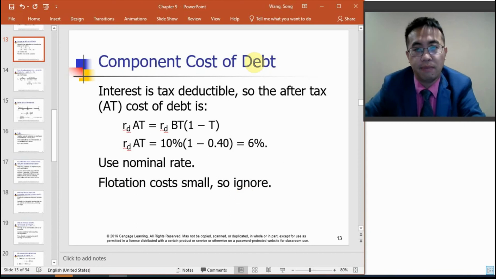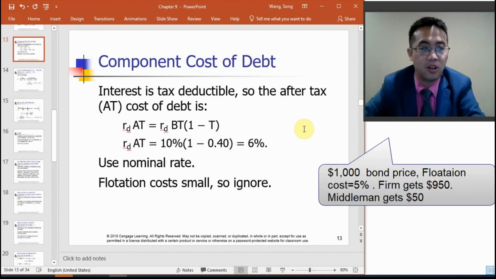For example, if the bond is sold for $1,000 and the flotation fee is 5%, when they sell $1,000 worth of bond, they don't get the full price of it. Instead, they're only getting 95% of it, or 1 minus the flotation cost. So they are only getting $950. And where does the $50 go? The 5% flotation, it went to the pocket of the investment banks.